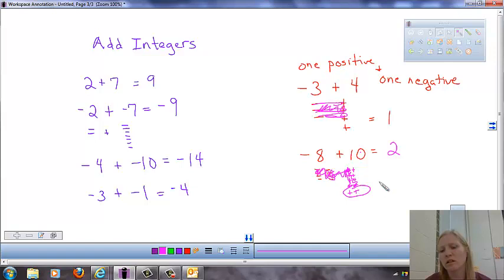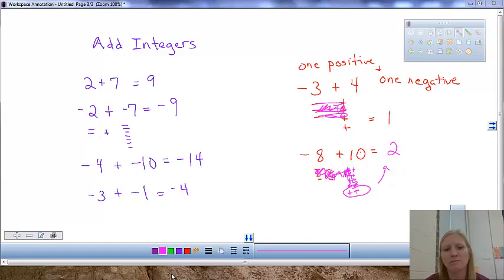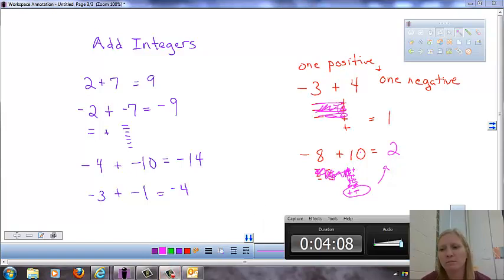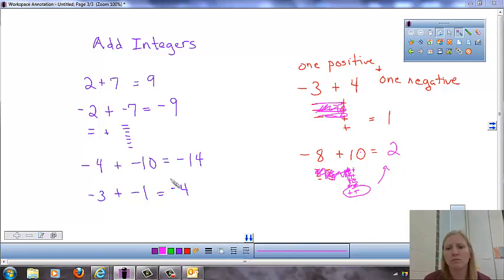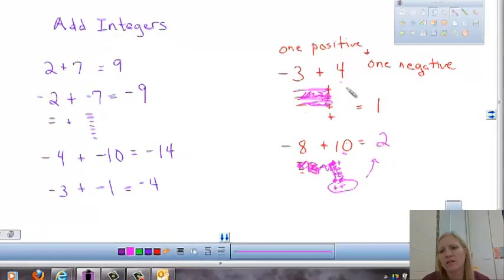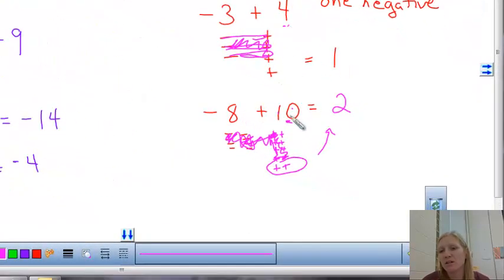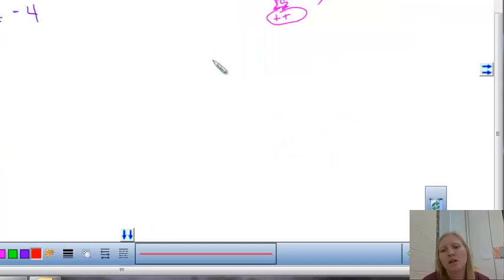You get positive 2. Not negative 2, positive 2. Now, the other thing that can happen, if you notice, both of these, 4 was the positive number and 10 was the positive number. Sometimes we have problems like 7 plus negative 3.